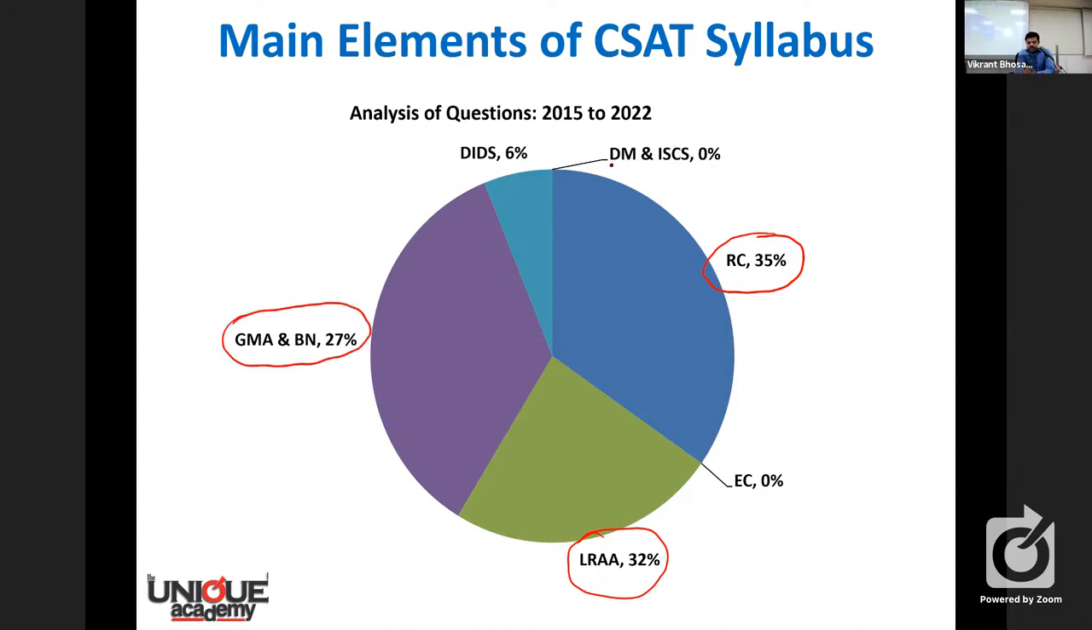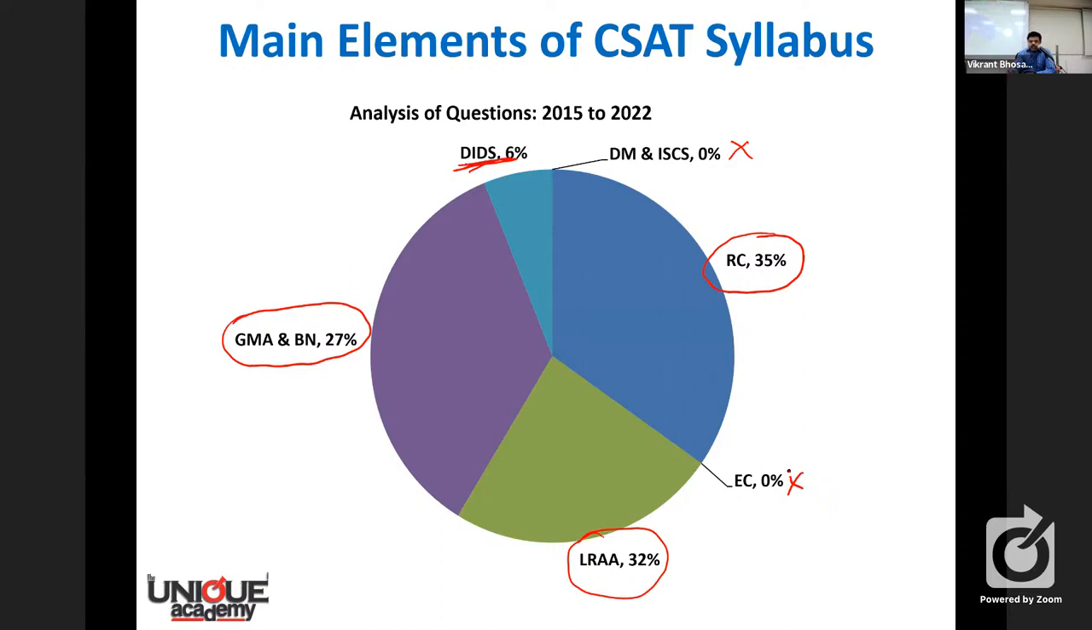Fourth is about decision making. No, data interpretation and DIDs. This part is no longer there. Even English comprehension is no longer there. English comprehension was more about your language ability than about content. Reading comprehension is more about content and less about language ability. In reading comprehension, you have Hindi passages or English passages translated. But in English comprehension, it was not the case. In DIDs, you have mainly graphs, charts, pie charts, bar graphs, line charts, tables, and data sufficiency questions.